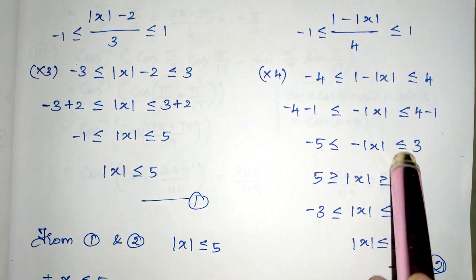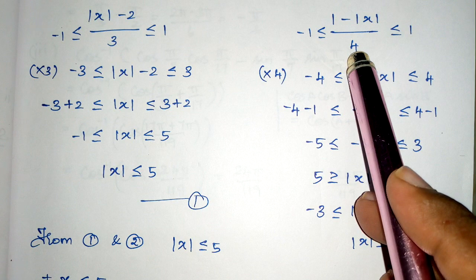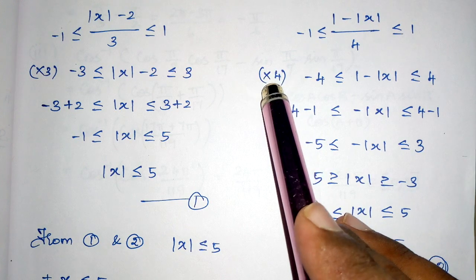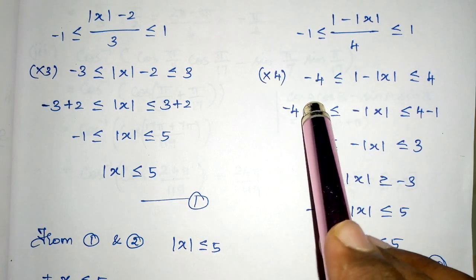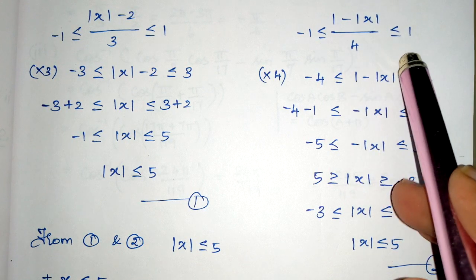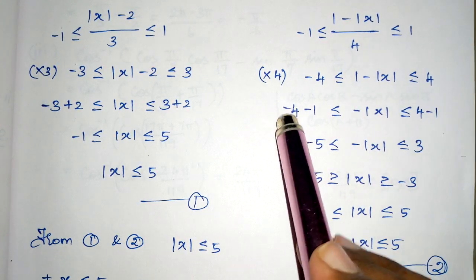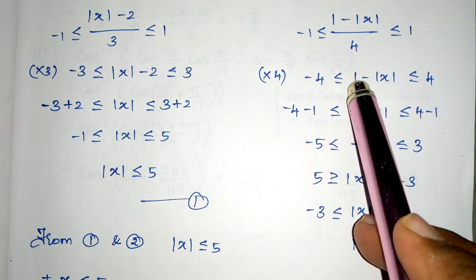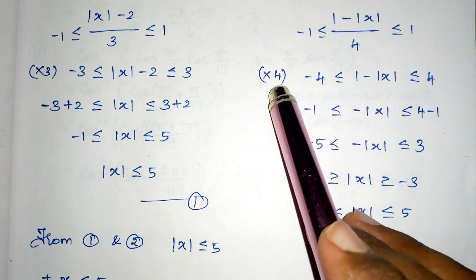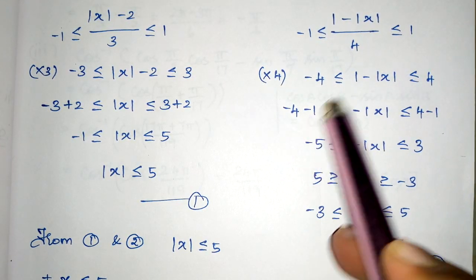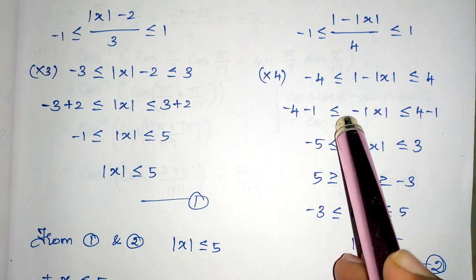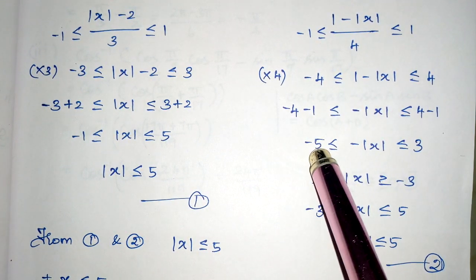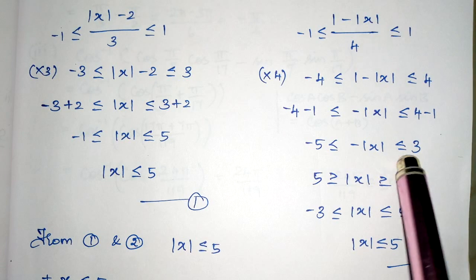Now coming to this side, here also I have 4 in the denominator, so to remove that I am going to multiply this inequality by 4. So -1 into 4 is -4. This 4 will be removed, and here 1 into 4 is 4. Now I have to eliminate this 1, so I'm going to subtract 1 throughout this inequality. So -4 minus 1 is -5, and 4 minus 1 is 3, and the 1 on the middle term becomes 0, so I didn't write it.